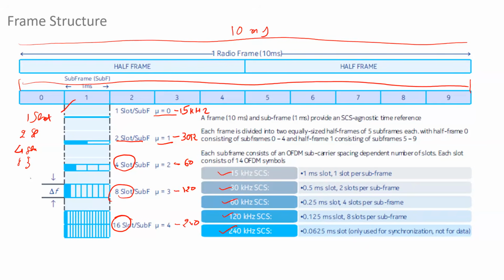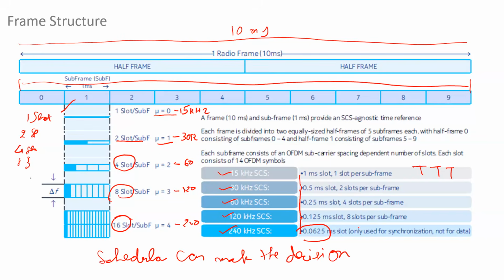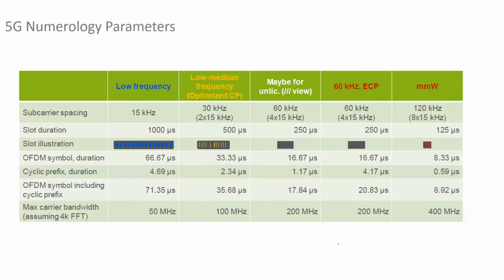The TTI will reduce from 1 millisecond to 0.5 millisecond to 0.25 millisecond to 0.125 millisecond and 0.0625 milliseconds. TTI means how often a scheduler can make decisions, and the lower the TTI, the more decisions the scheduler can make. So these are the 5G numerology parameters.